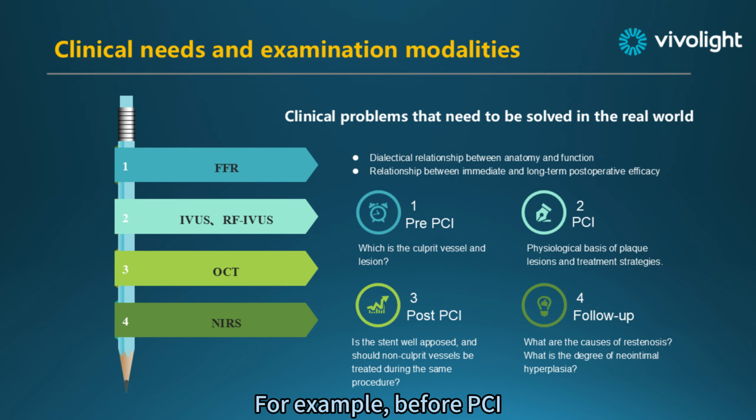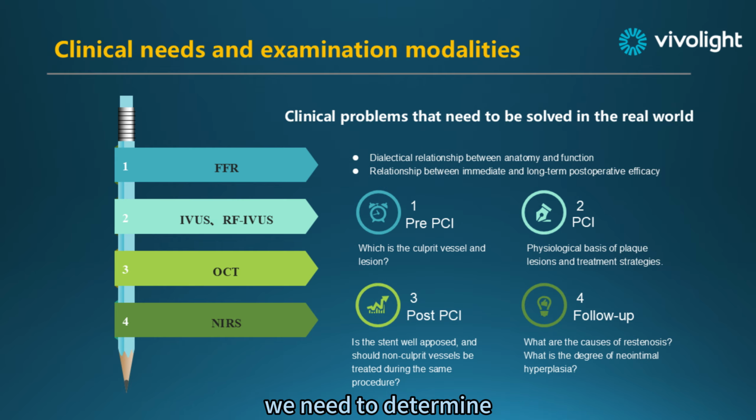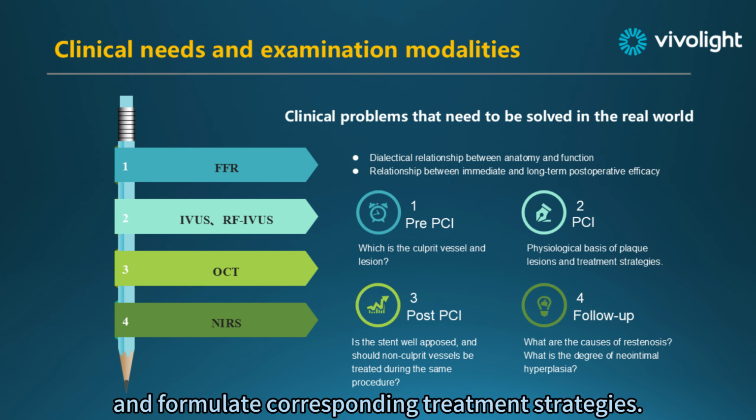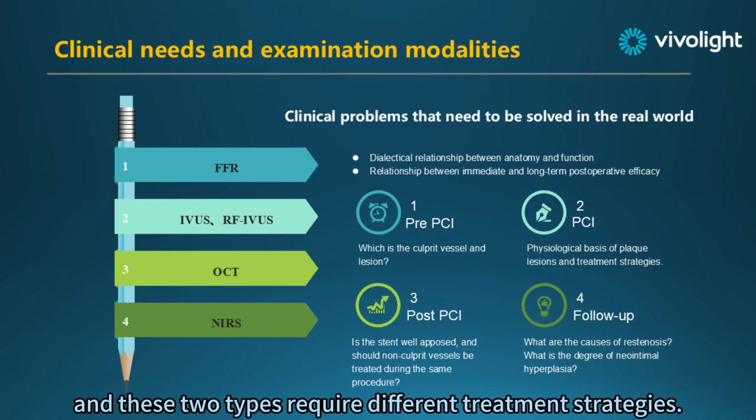For example, before PCI, we need to identify the culprit vessel, especially in patients with multiple lesions. In addition, for a single patient with multiple lesions in the same vessel, we need to determine which one is the culprit lesion. During the procedure, we need to evaluate the pathological basis of the plaque and formulate corresponding treatment strategies. Because plaques can be either ruptured or erosive, and these two types require different treatment strategies.